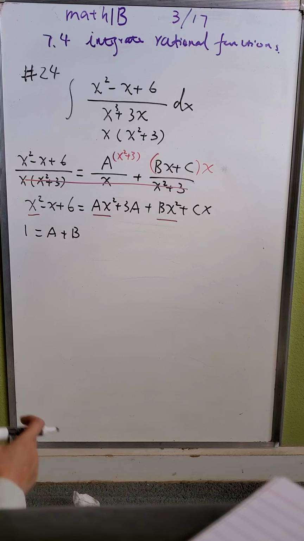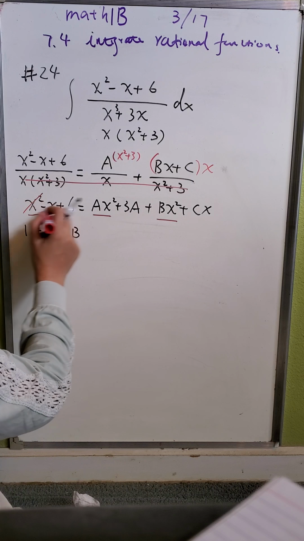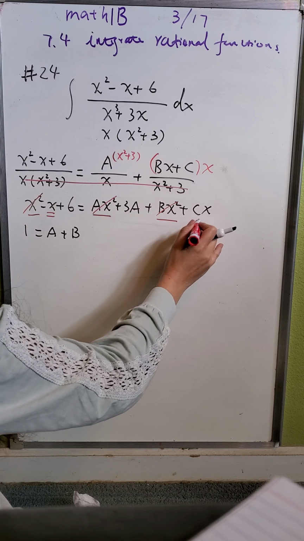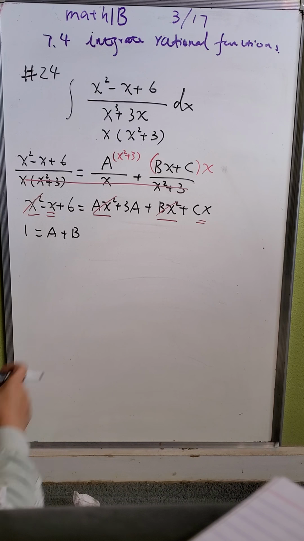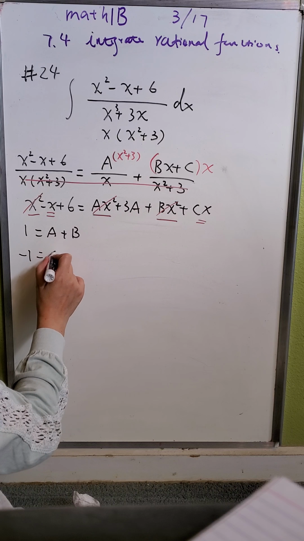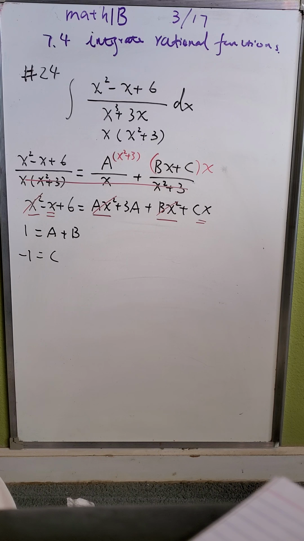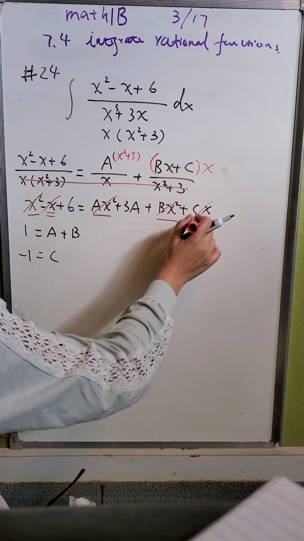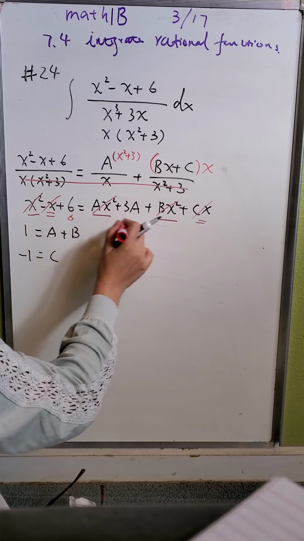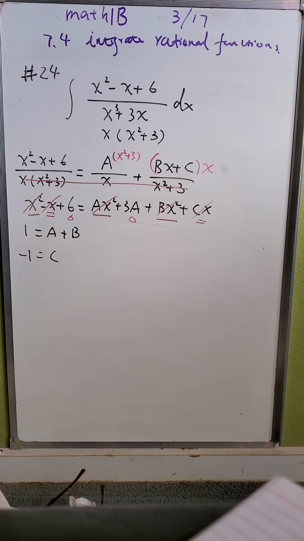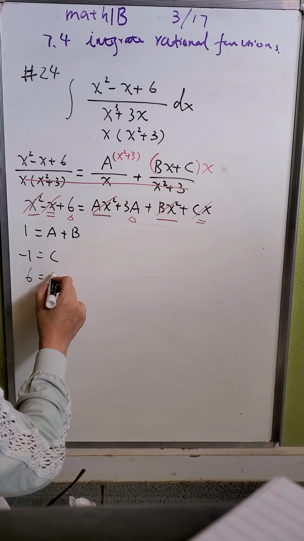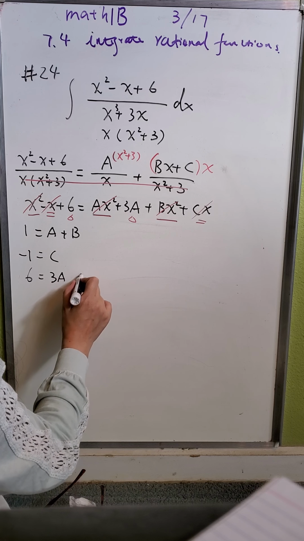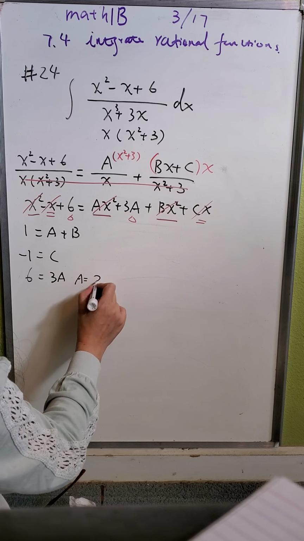And then the second one, so these are gone. The second is x, and then x. So negative 1 equal to c. So c comes out right away. And then the last one, so these are gone, is the constant. So 6 equal to 3a, and then a is equal to 2.